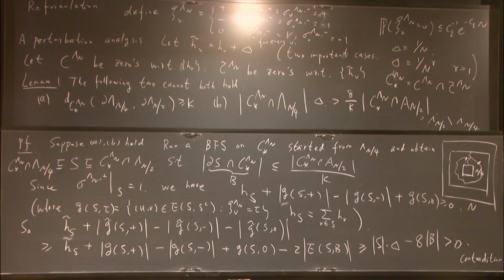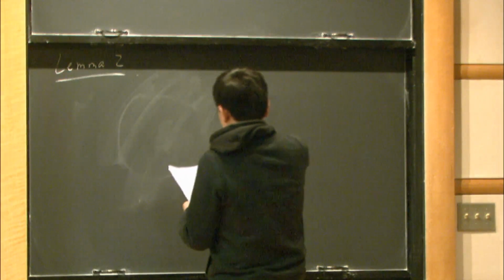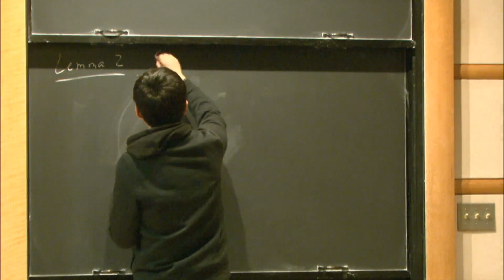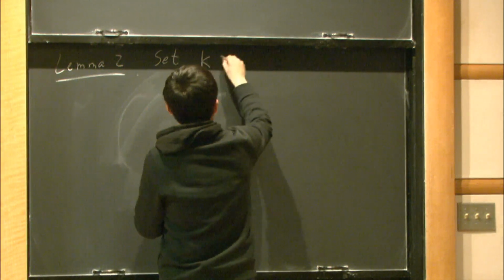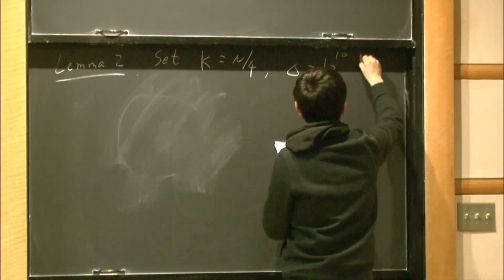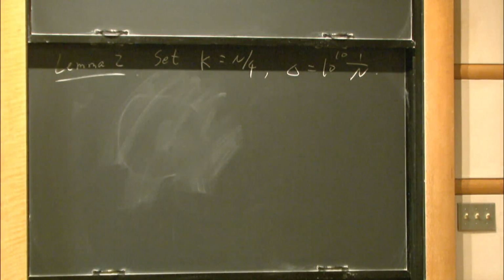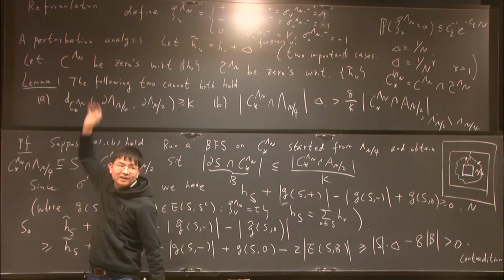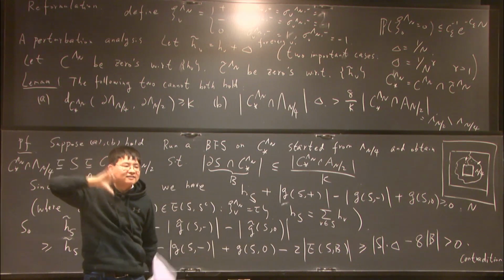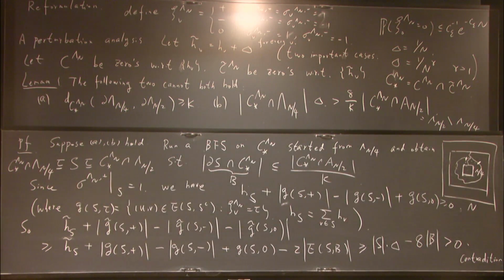This board is visible, right? So lemma 2. Lemma 2, I want to show that, let's say I set k equal to n over 4, and delta is 10 to the 10 times 1 over n. So in particular, the A in my lemma 1 now holds automatically, because the distance has to be larger than n over 4.